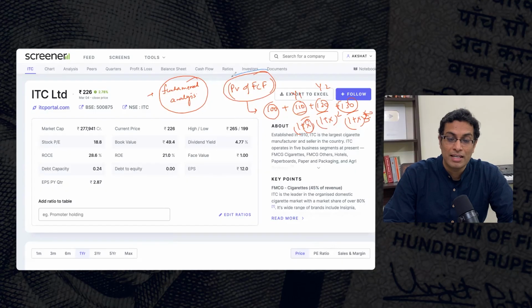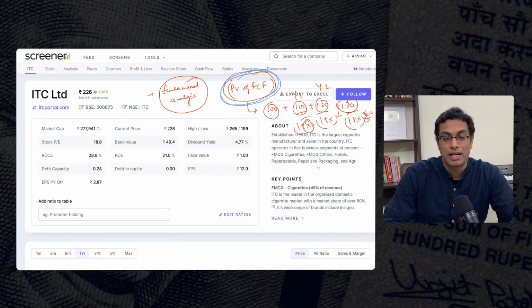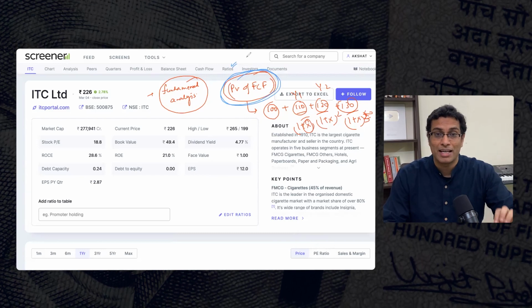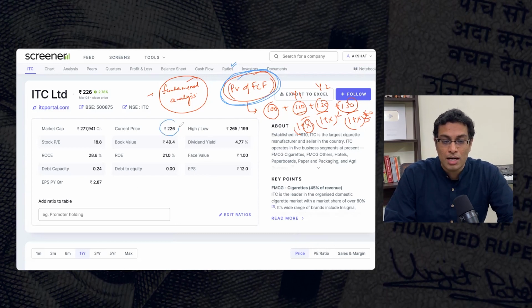You don't need to understand that mathematical model. But as a fundamental analyst, this is what you're trying to predict. So you don't need to personally do it. You can read up on what the present value of expected cash flow is. And this gives you a current stock price.